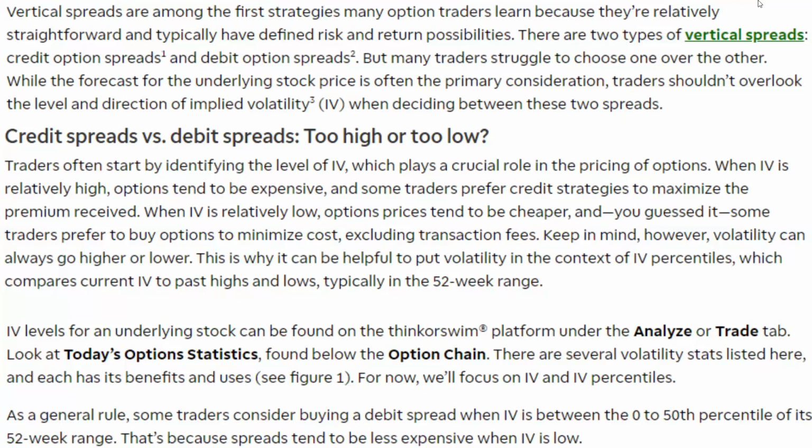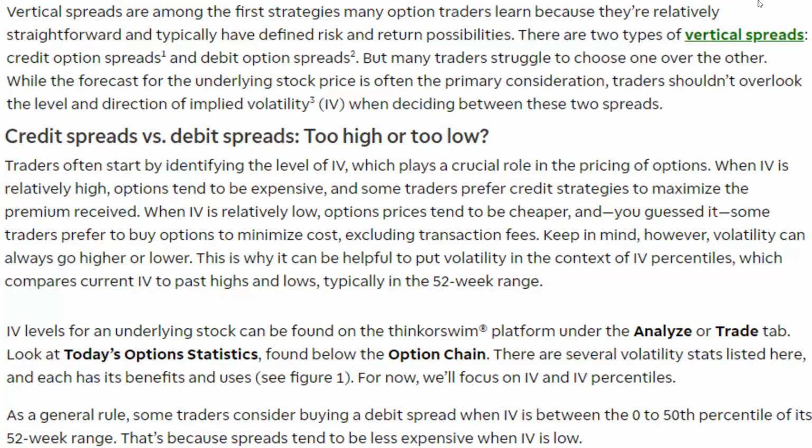This is why it can be helpful to put volatility in the context of IV percentiles, which compares current IV to past highs and lows, typically in the 52-week range. IV levels for an underlying stock can be found on the Thinkorswim platform under the Analyze or Trade tab. Look at today's option statistics found below the option chain. There are several volatility stats listed here, and each has its benefits and uses. For now, we'll focus on IV and IV percentiles.